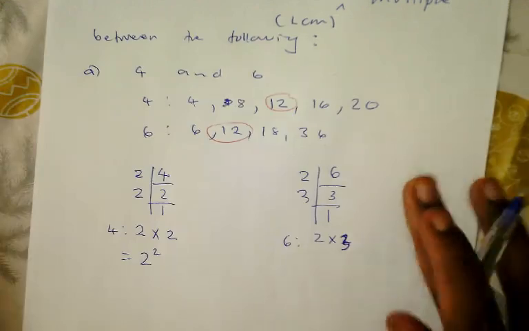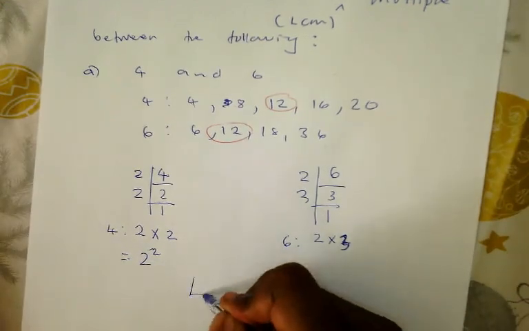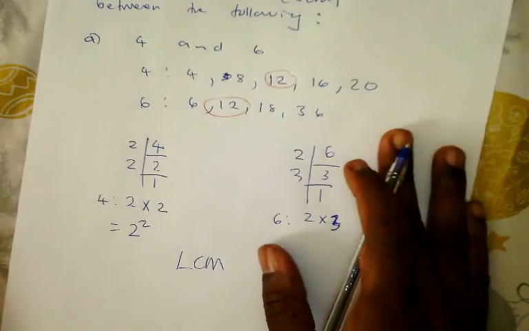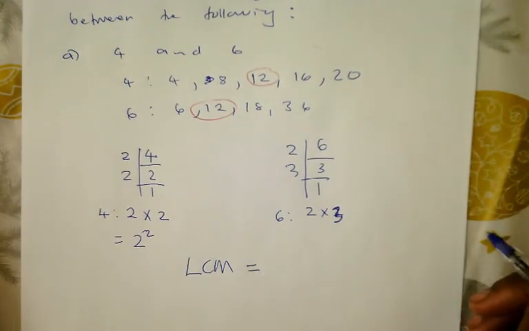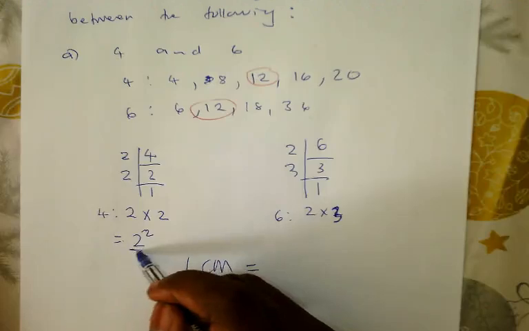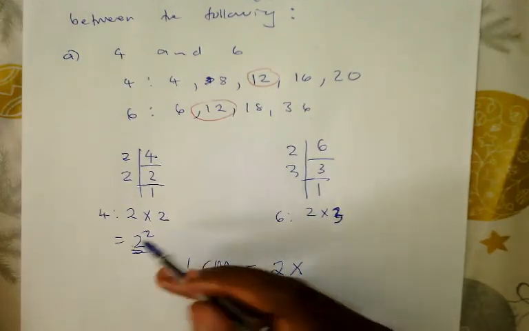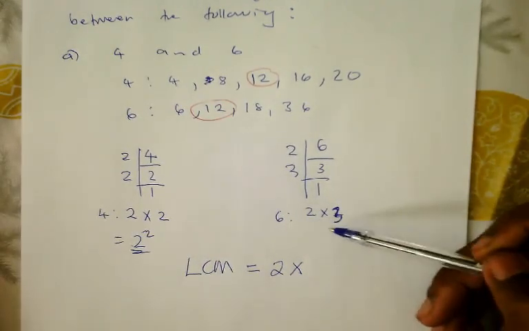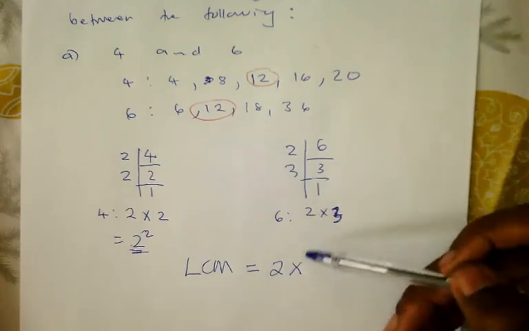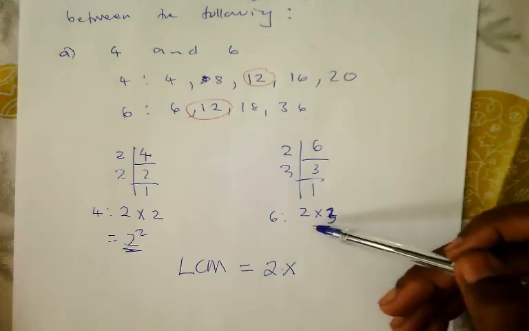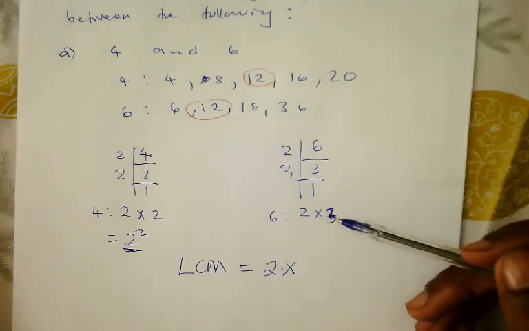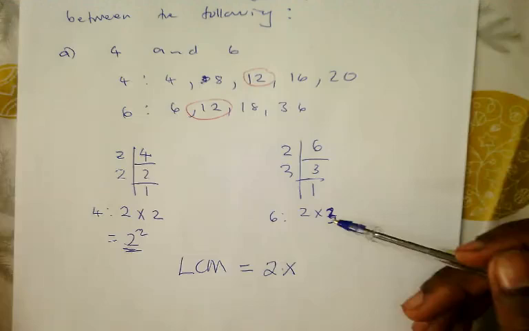Now for the lowest common multiple, what do we do? The first thing to do is to list all the bases that you have. So what are the bases? Here I have 2. Now go to the other one. What are the bases here? 2 and 3. 2 I've already mentioned, so I need to list the one that I haven't listed, which is 3. So I'm going to write 3.